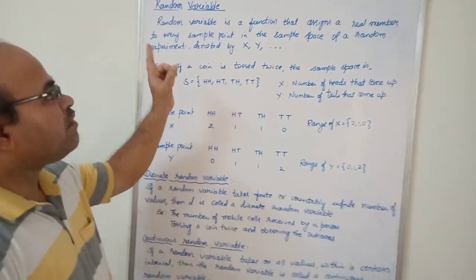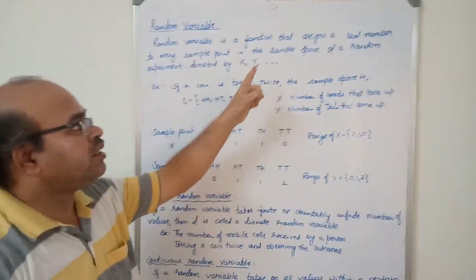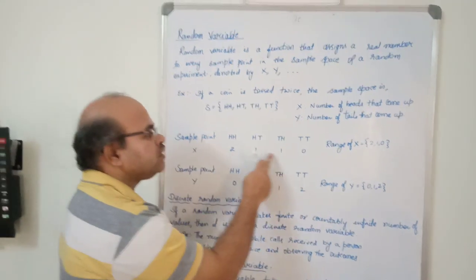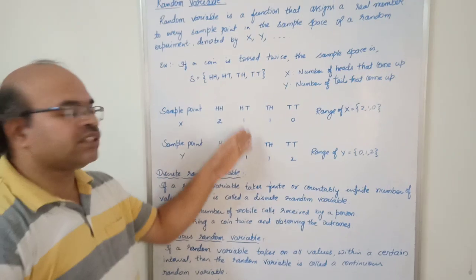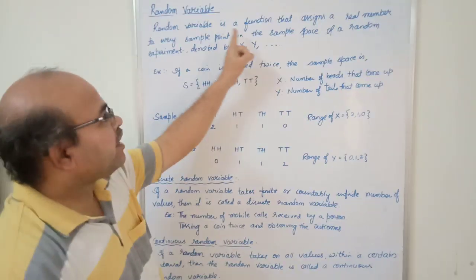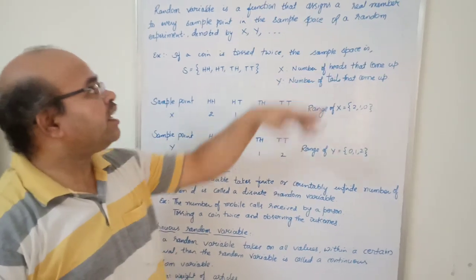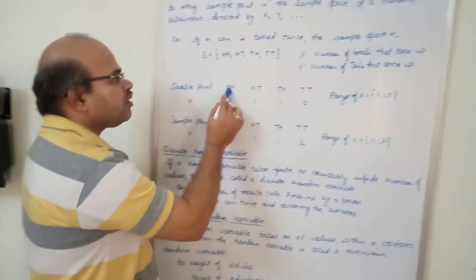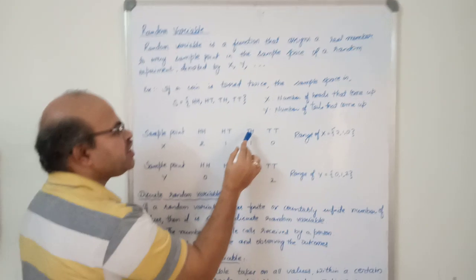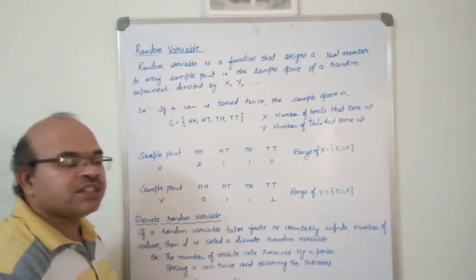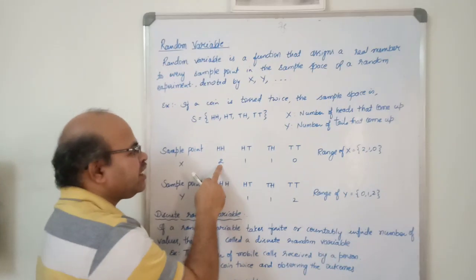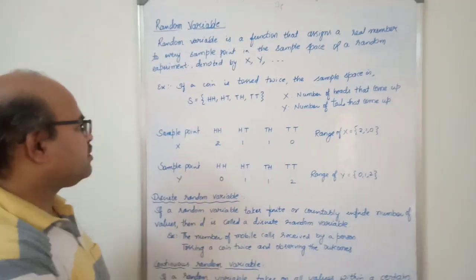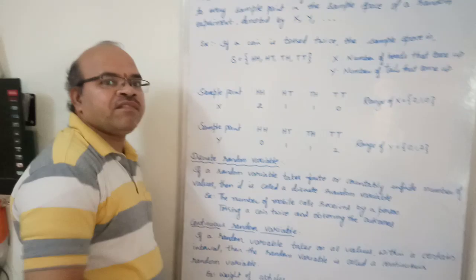Random variable is a function. What is it? It is a function that assigns a real number. Like 2, 1, 1, 0. All these are real numbers. I'll explain this later. So it's a variable, it's a function that assigns a real number to every sample point in the sample space. These are all sample points. HH, HT, TH, TT, all these are sample points. For these sample points, we are assigning a number, the real number. So this variable, that is X, is called a random variable.